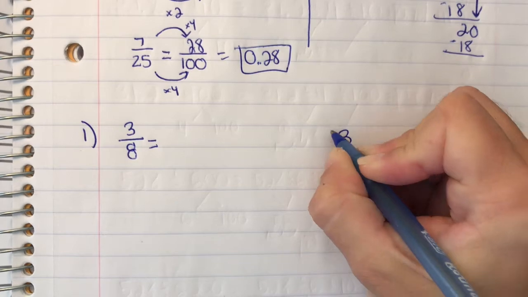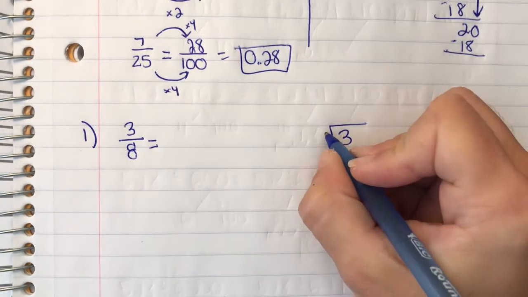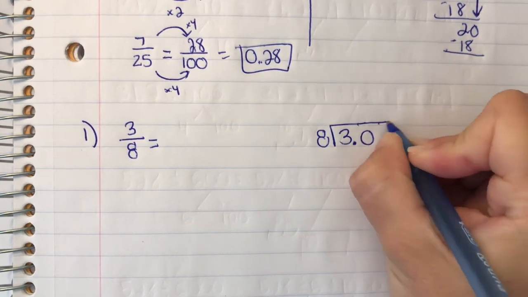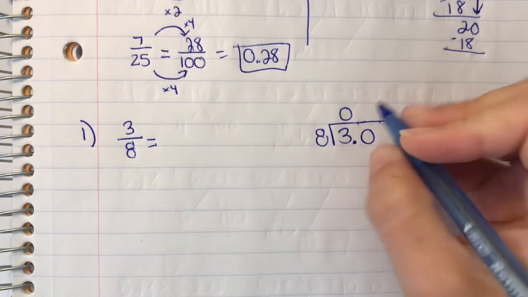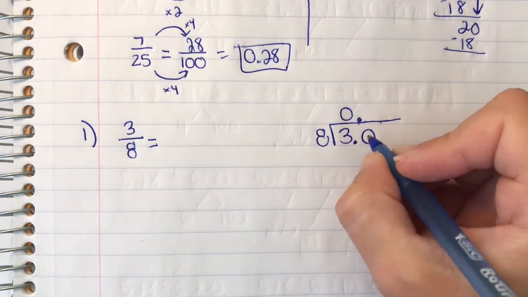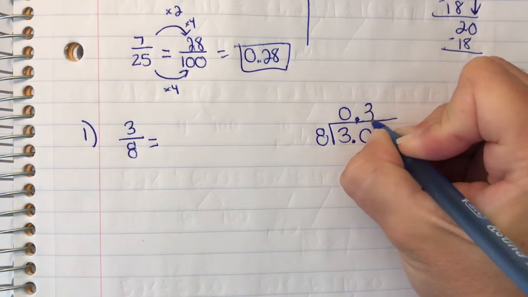We're going to solve through division, so we should be set up like this. 3 divided by 8. I'll add the decimal point and a 0. 8 can't go into 3, so I add the 0 and bring my decimal up in my quotient. 8 goes into 30 a total of 3 times.